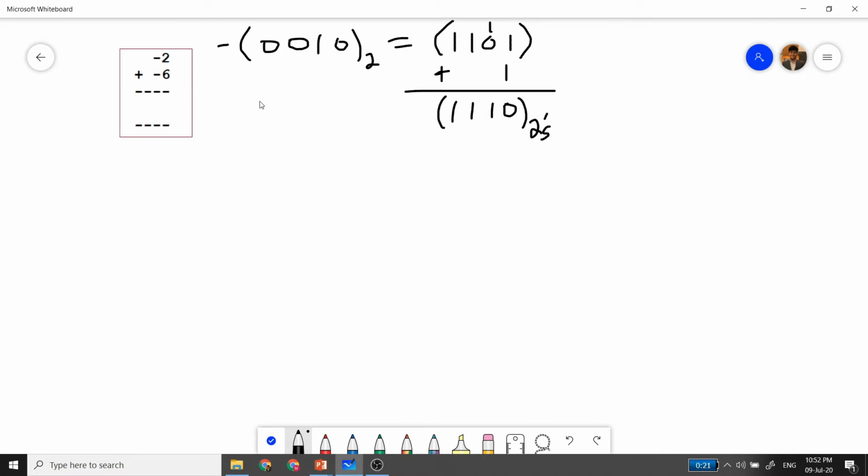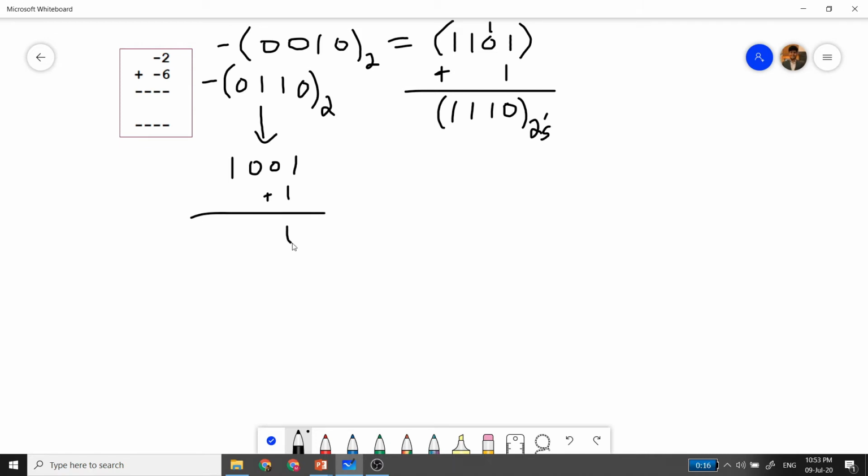Let's find the 2's complement form of -6. First, converting this into its corresponding binary form, that is minus of 0, 1, 1, 0. This is the binary form. Now, for 2's complement form, I again need to invert all the bits, then add 1. If I invert the bits, the 0 becomes 1, the 1 becomes 0, the 1 becomes 0, and the 0 becomes 1. And then I need to add 1.